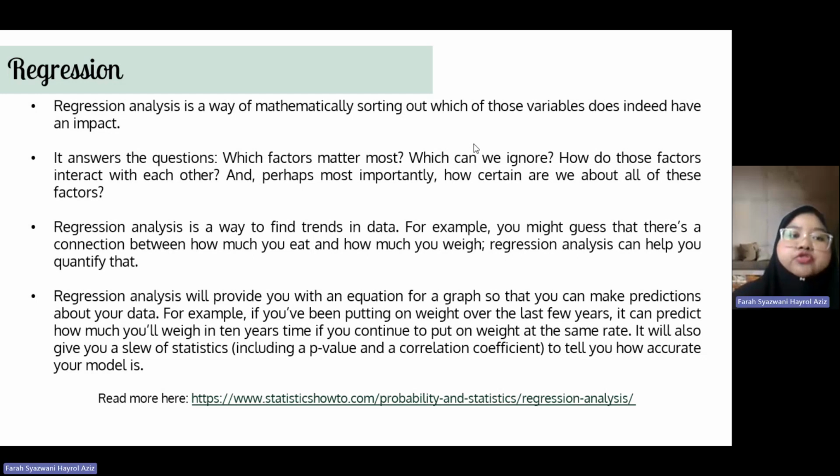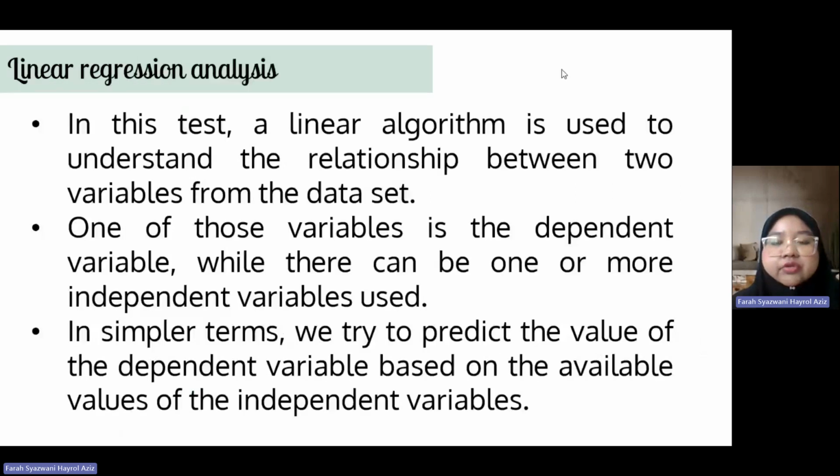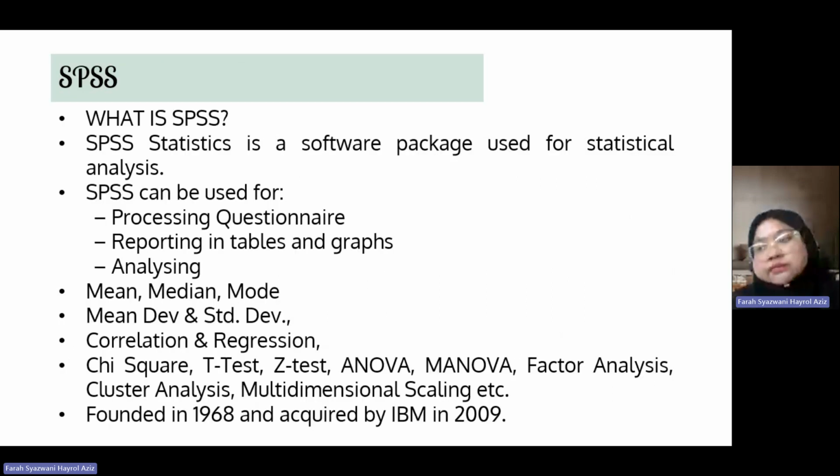In order for you to do a linear regression analysis, a linear algorithm is used to understand the relationship between two variables from the same data set. One of those variables is a dependent variable, while there can be one or more independent variables used. In simpler terms, we try to predict the value of a dependent variable based on the available values of the independent variable.